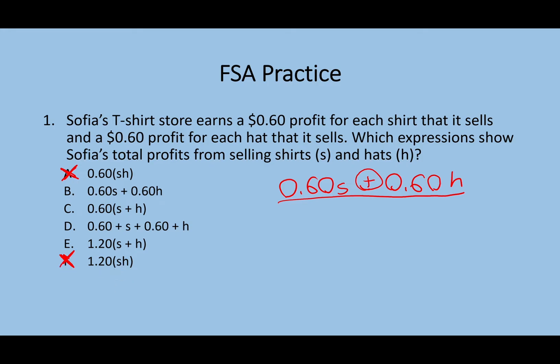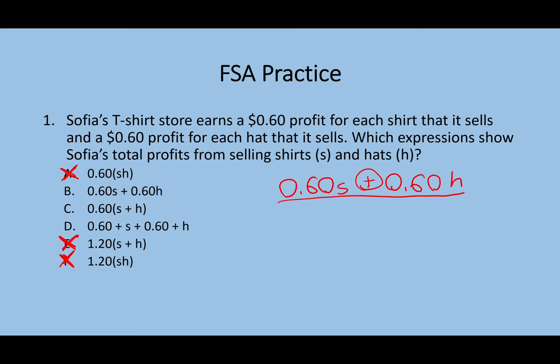Once again, I'm just looking for things to look at a place. Here, 1.20 times S times H, if I'm distributing, it doesn't matter. There's a 1.20. None of my numbers here is a 1.20. E, I can tell right from looking at it, is wrong. Notice how automatically you started off with 6 possible answer choices, you're down to 3.